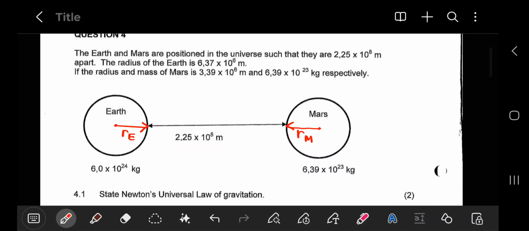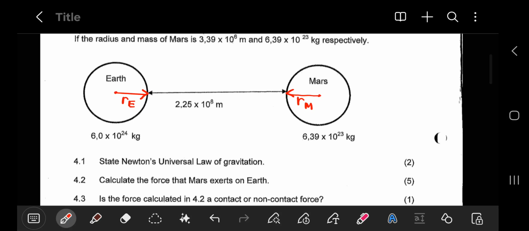Okay, now that we have everything in front of us, let's look at 4.1. State Newton's universal law of gravitation. We've stated this in the two previous videos. I'm not going to write it down right now, but I'm just going to mention it. Newton's universal law of gravitation states that every body in the universe attracts every other body with a force that is directly proportional to the product of their masses and inversely proportional to the square of the distance between them. Or we can say the square of the distance between their centers.